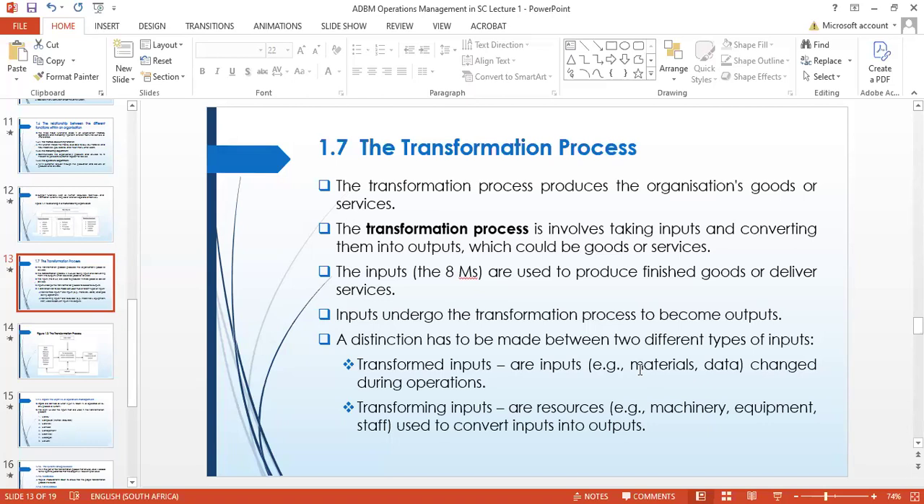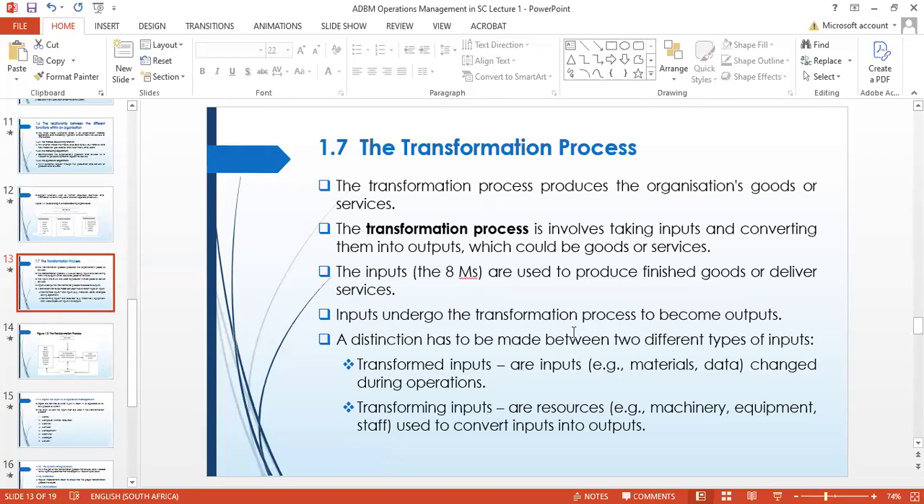Right? So we have 8 inputs that are used in the transformation process, which are called the 8 M's. They are used to produce the goods and deliver the services, or used to come up with output. So we have 2 different types of inputs. The first type of inputs, we have the transformed inputs.